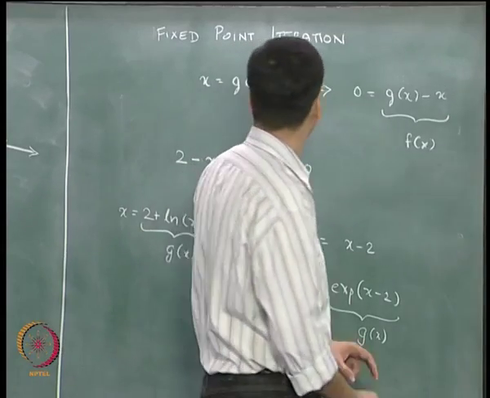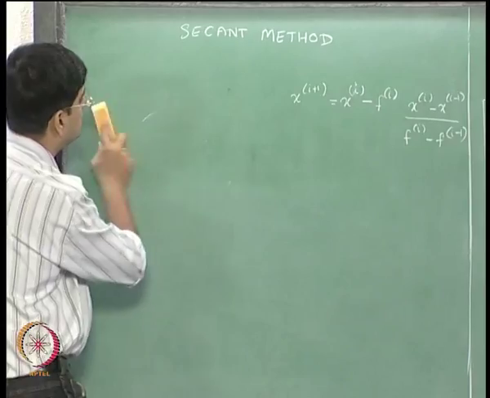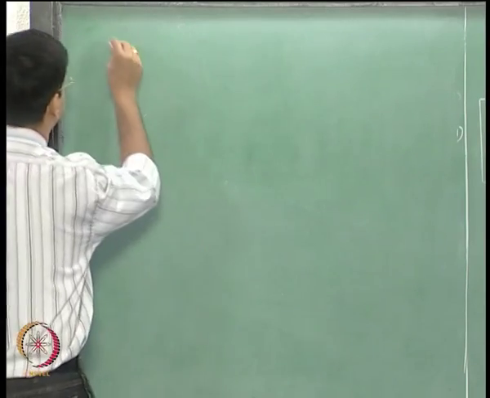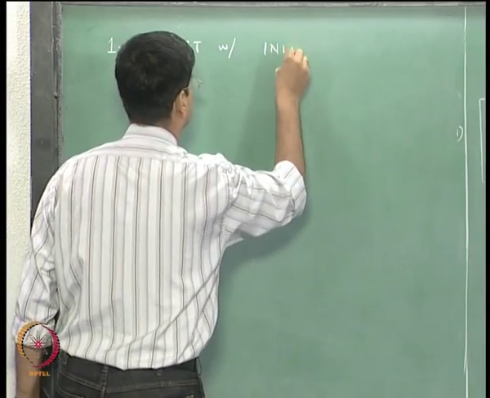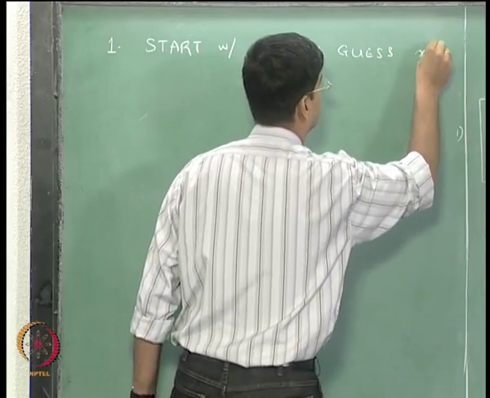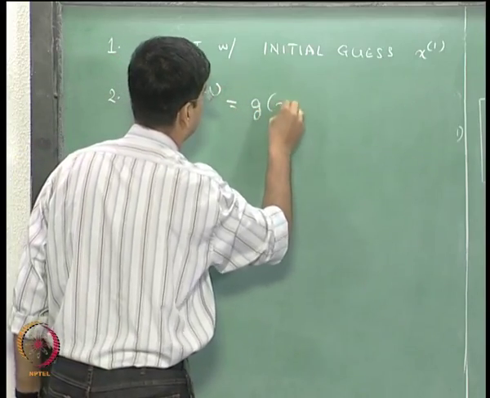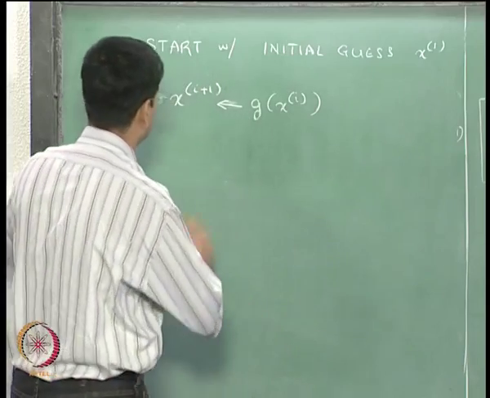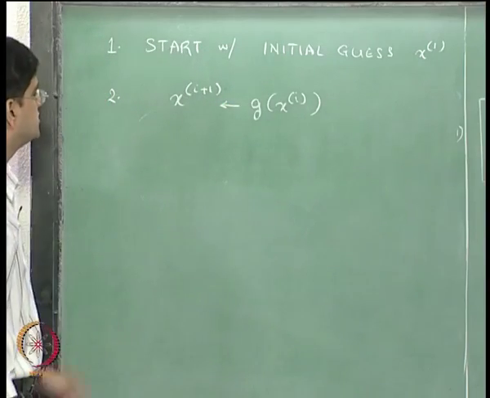Okay. So now what do we do in the fixed point iteration is as follows. We will use that particular equation as an update equation. So first point is start with one initial guess. We will write x I plus 1 equal to nothing but g of x I. I will use this left facing arrow to signify that the value computed as g of x I is going to be assigned to x I plus 1.